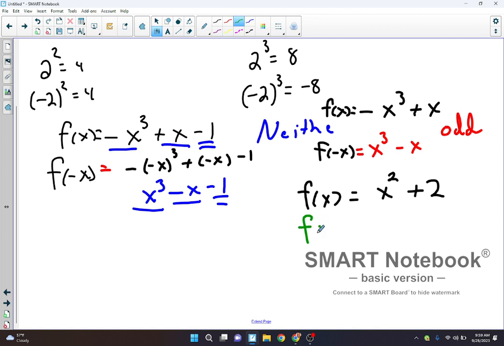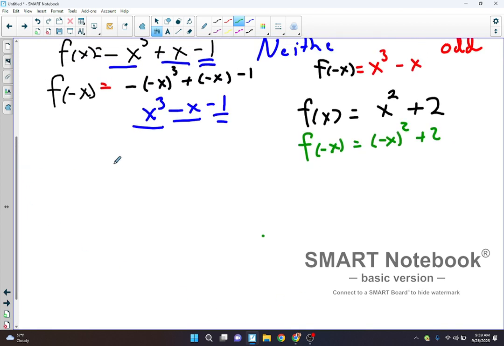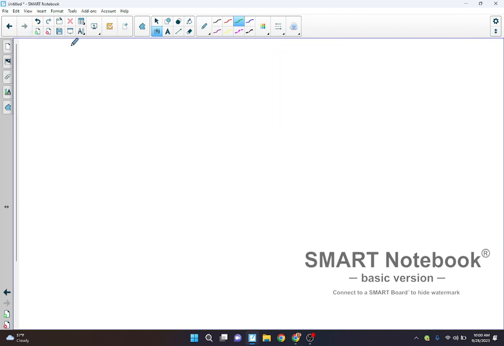If I plug in a negative x, I'll get negative x squared plus 2. But wait a second, what's negative x squared? X squared. So in this scenario, I got exactly the same answer as my original. So that must mean it's even. Okay. And remember, if you see a power to the 3, you automatically know it can't be even. If you see a power of 2, you automatically know it can't be odd. So realistically, only test what you need to test, but yeah. Okay, next one.